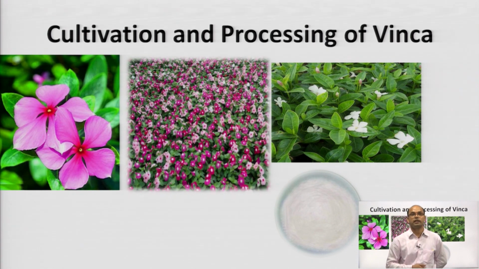If you look at the cultivation and processing of Vinca, you can see the beds of Vinca here in the pictures. This is the white periwinkle plant, but we do not use it for the extraction of the drug. This is another variety of Catharanthus plant or Vinca plant. This is Catharanthus roseus, the pink variety of flower from where we isolate good quality Vinca alkaloids. And you can see in the picture the powdered form of vincristine or vinblastine and other groups of alkaloids.